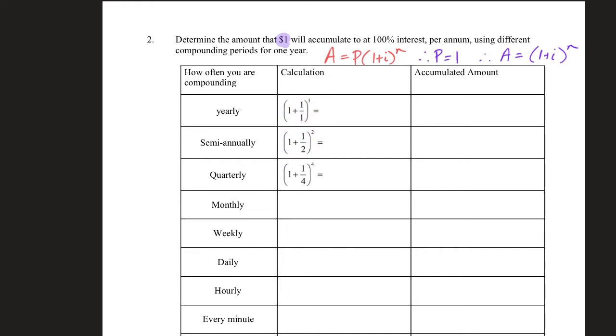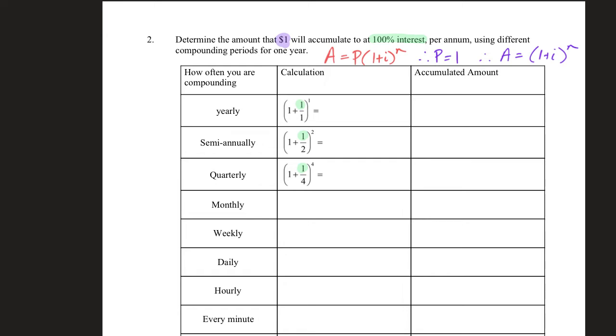The next thing we're going to do is look at 100% interest. So we're going to look at the idea that one thing doubles, and then talk about how long it takes to double. If I see that I've got this 100% interest, then that's why the top of all my fractions are 1, 1 being the decimal number for 100%.